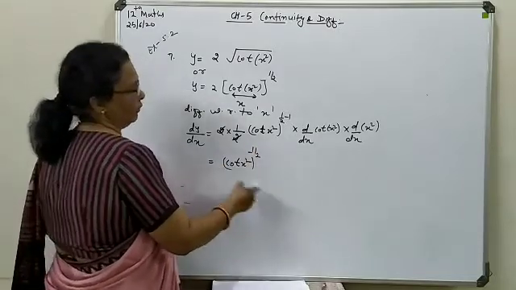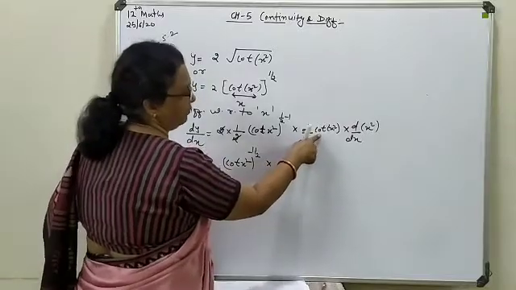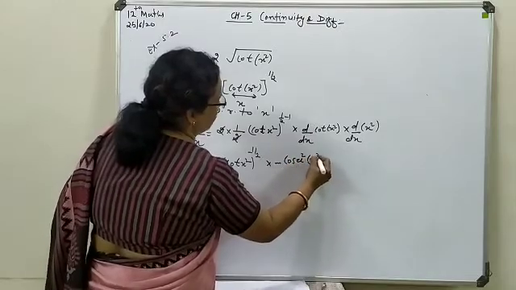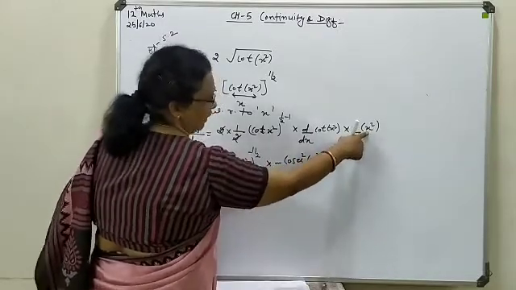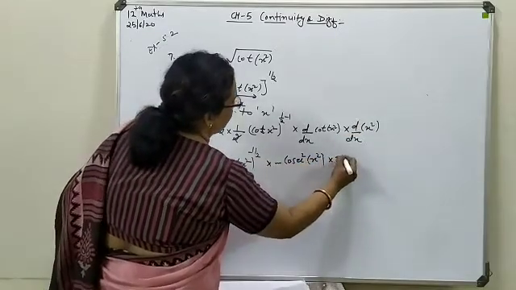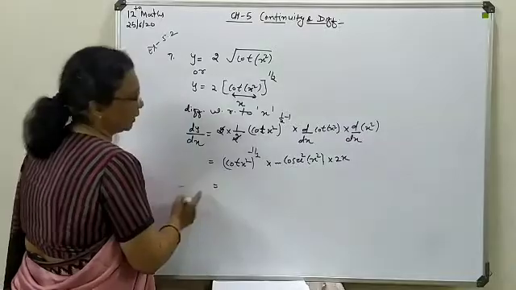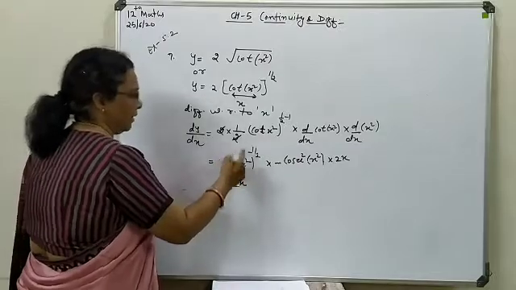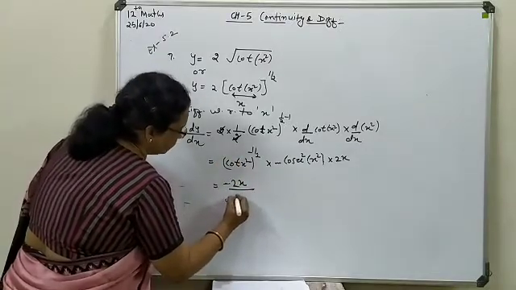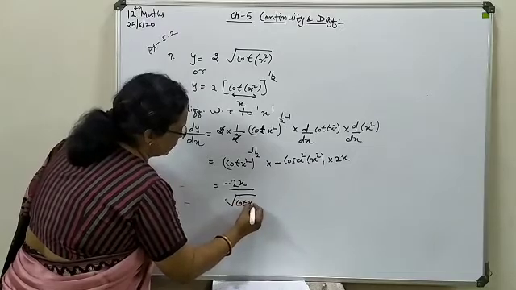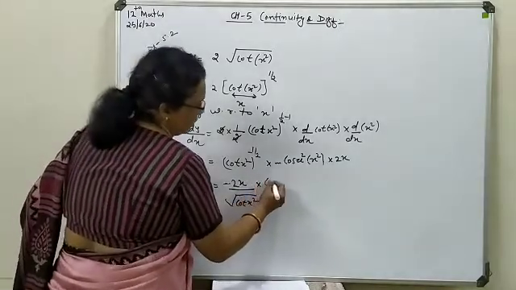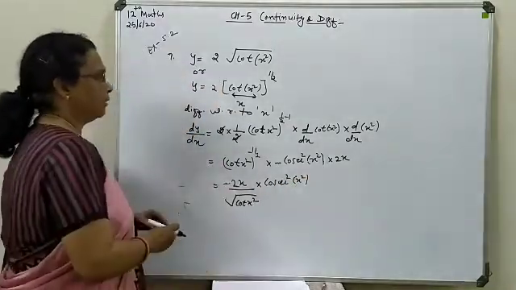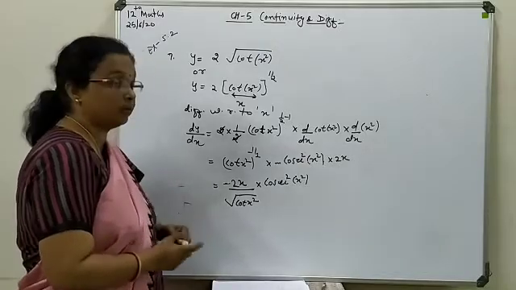This you can write as 1 upon under root form. Derivation of cot we are having as minus cosec square. So this will be minus cosec square x square into the derivation of x square, as x power n, you will write as 2x. So here we write the combined form. Minus you can take at the first position, 2x. This minus half you can write as under root of cot x square into this cosec square x square. So this way you can write the derivation of a given function.